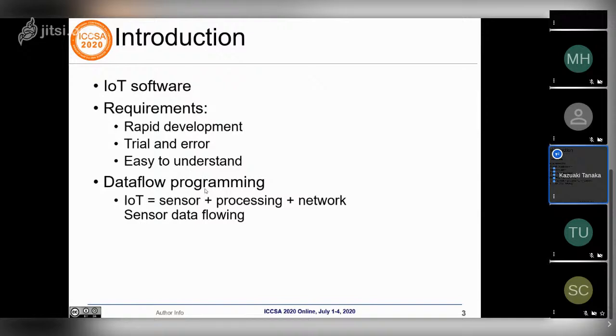Also, data flow programming is good for IoT software development because, in my sense, IoT is a sensor and data processing and network transmission for the cloud system and so on. So in such an area, the important point is data transmission, from the sensor to the processing area, and from the processing area to the network area. Such data flowing is very important. So I'm now developing a data flow programming environment for IoT software.